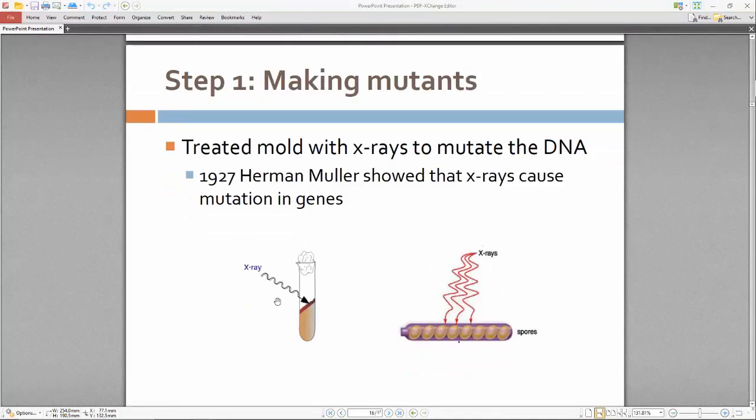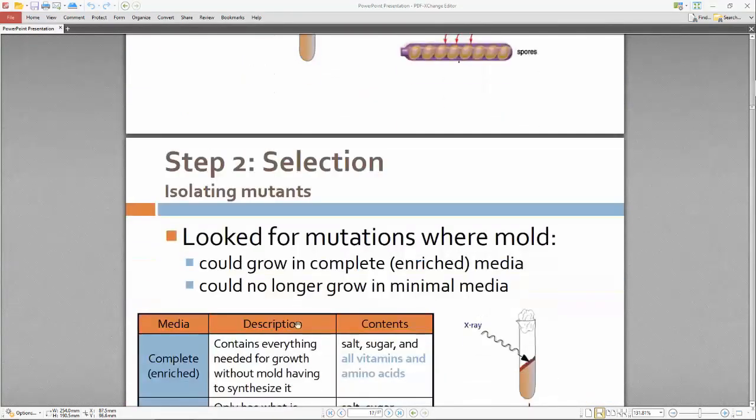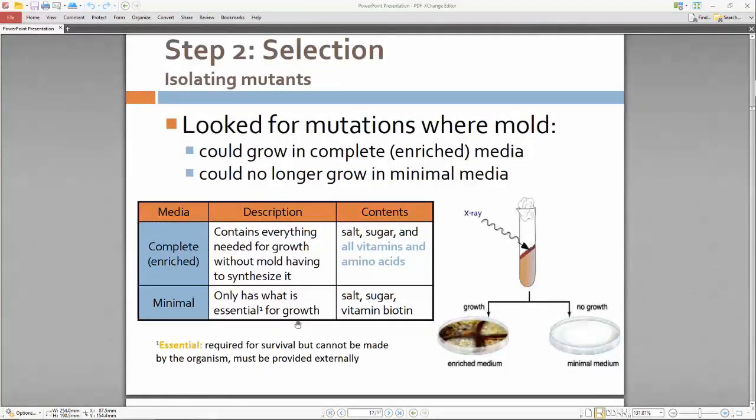How do they make mutants? They just treated mold with X-rays to mutate the DNA. In 1927, Hermann Muller showed that X-rays cause mutations in genes. This must have been a lot of work, a lot of trial and error. Step 2, selection. They looked for specific mutations where mold could grow in complete media, but could no longer grow in minimal media.